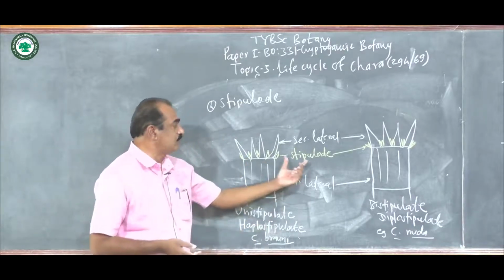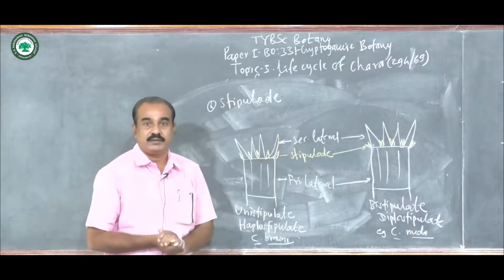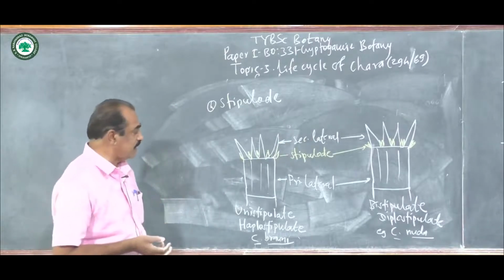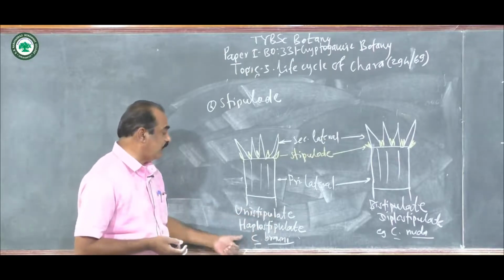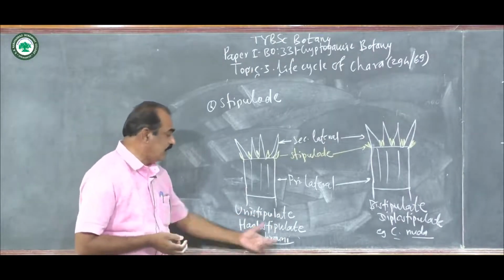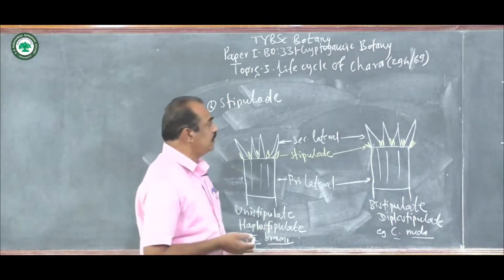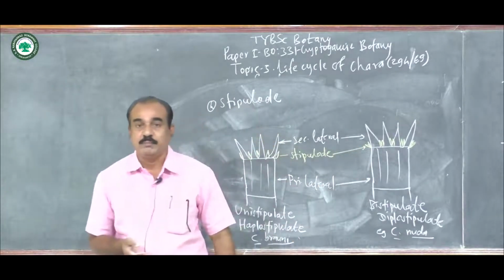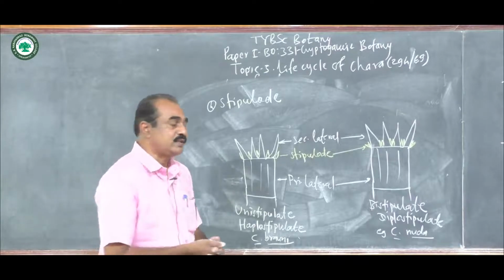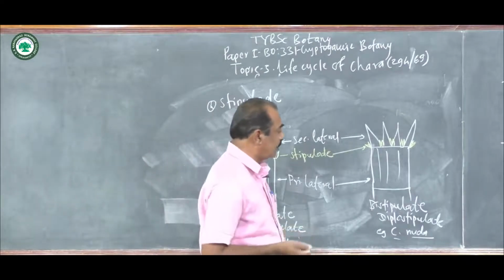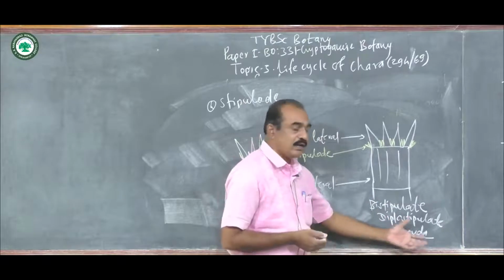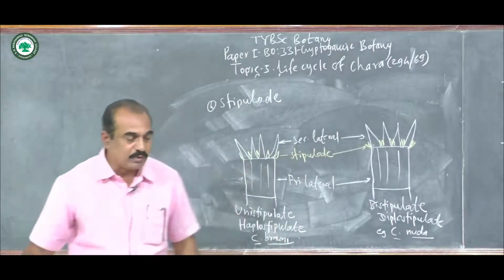When the number of stipulodes is the same as the secondary laterals, then such species of Chara are called haplostipulate or monostipulate. For example, Chara braunii. And when the number of stipulodes is more, double that of the secondary laterals, then such species of Chara are called diplostipulate. For example, Chara nuda. So this is about the stipulode.